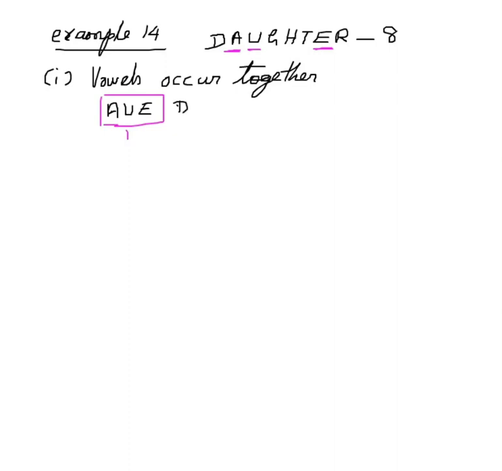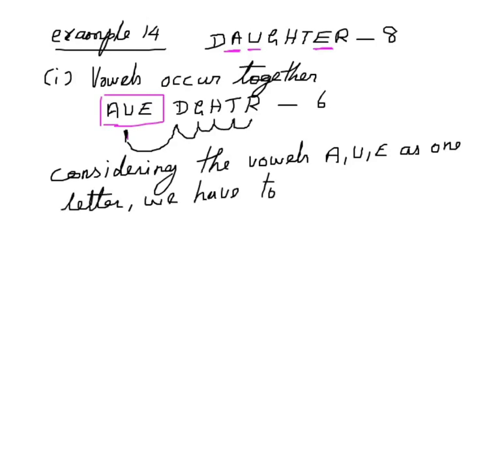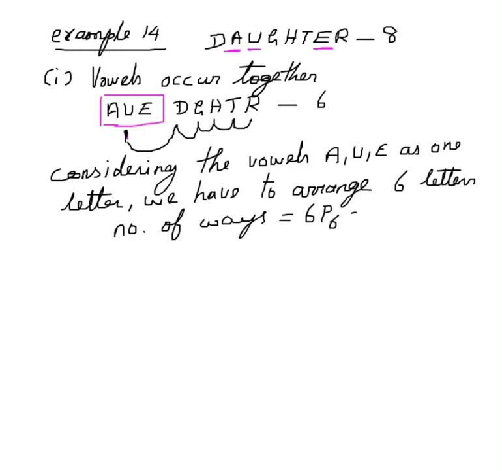Let us write the remaining alphabets: D, G, H, T and R. So count this as one letter: 1, 2, 3, 4, 5 and 6. We have to arrange 6 alphabets. So considering the vowels A, U, E as one letter, we have to arrange 6 letters. So the number of ways to arrange these 6 alphabets is equal to 6P6, which is 6 factorial. 6 factorial is 720.